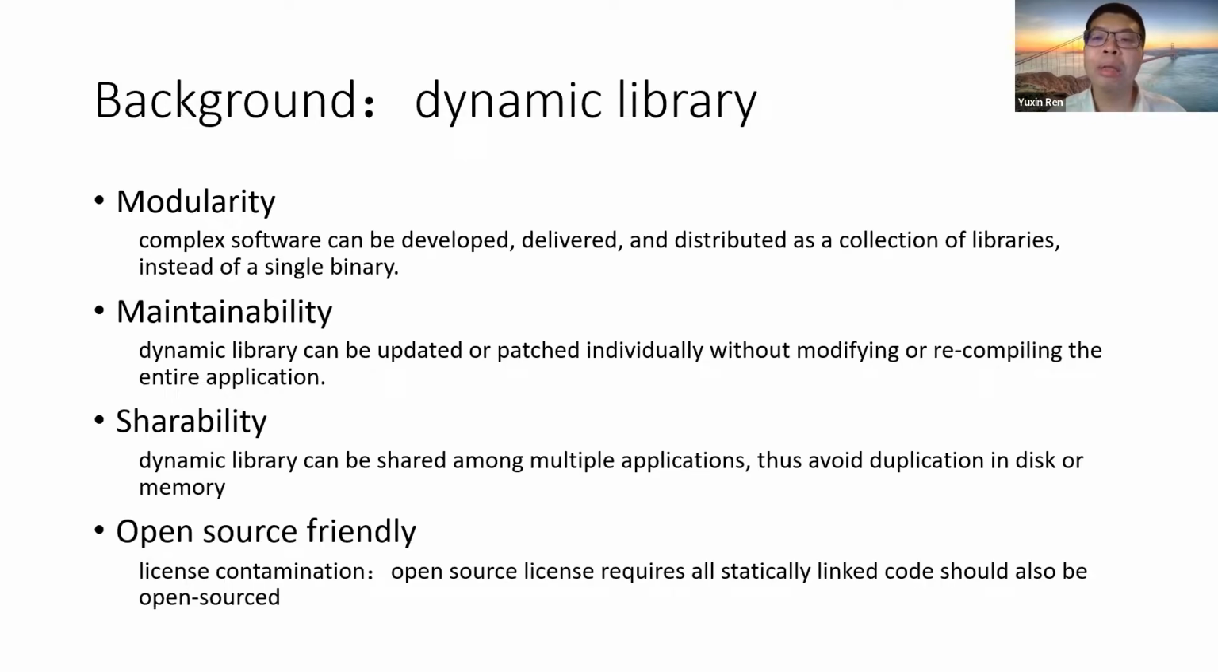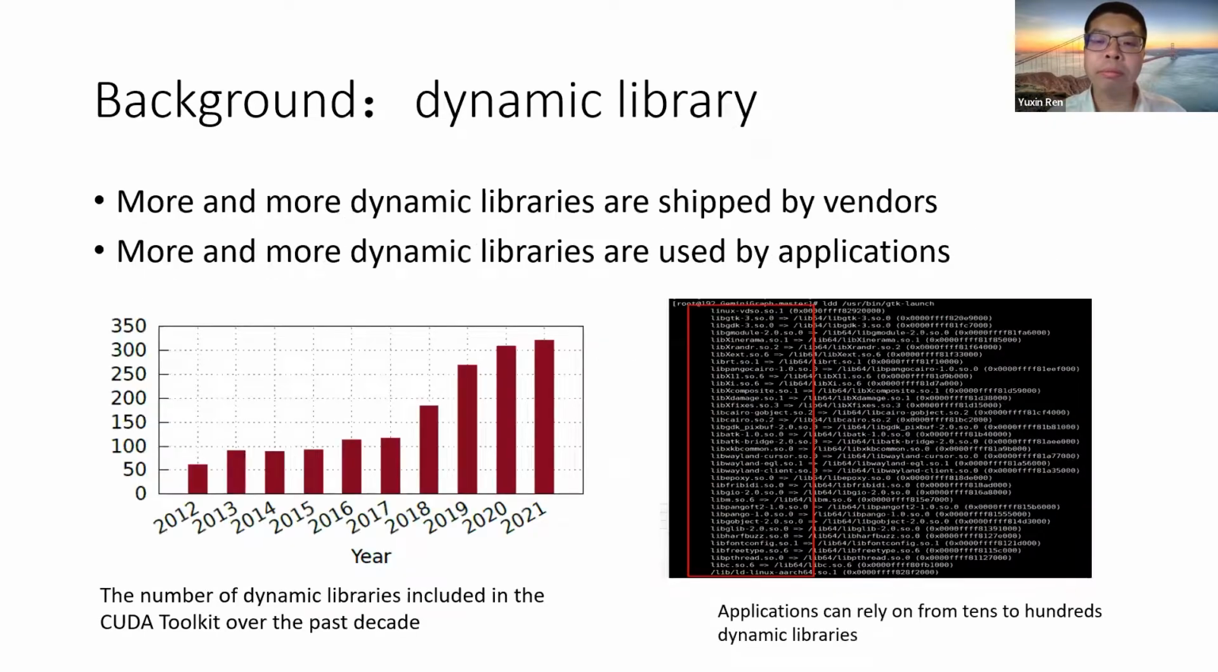Last, dynamic library is more friendly to open source usage. There are some open source licenses that require all statically linked code to also be open sourced. So many production software have to use dynamic library. Given the advantages listed above, dynamic library is popularly used.